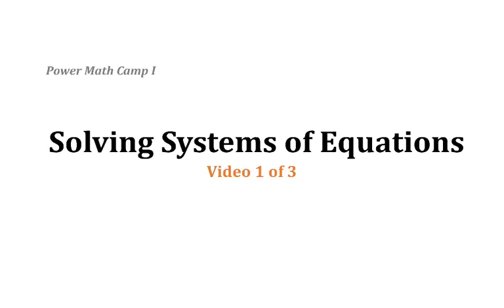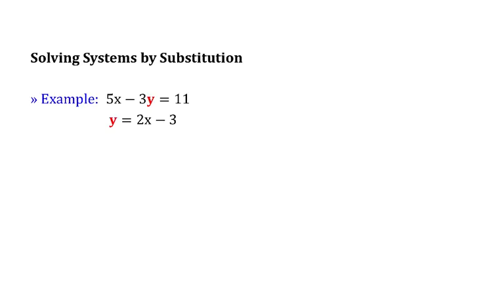This is the first of 3 short videos reviewing solving systems of equations. Solving a system of equations means we must find the values of the variables that satisfy all equations in that system. Here we will stick to solving a system of 2 linear equations for which we will be finding the values of 2 variables. There are various methods for solving systems, but here we're going to focus on a method called substitution.